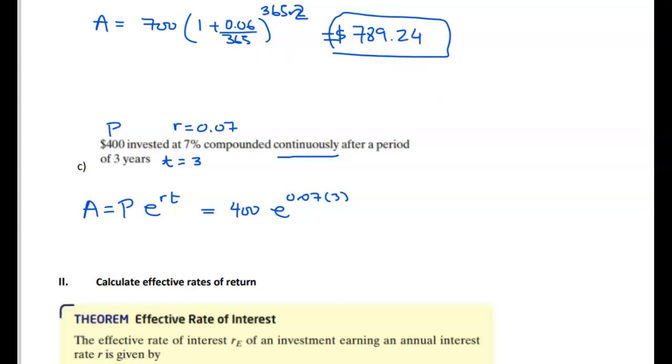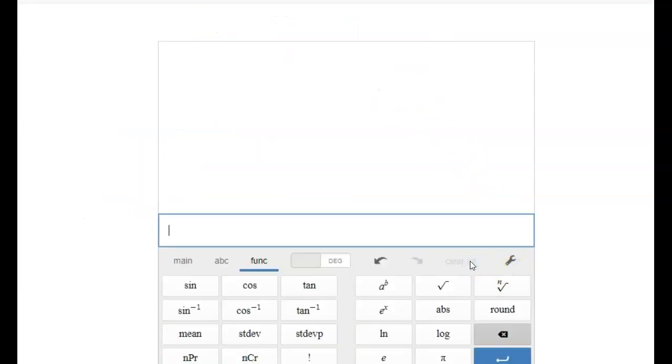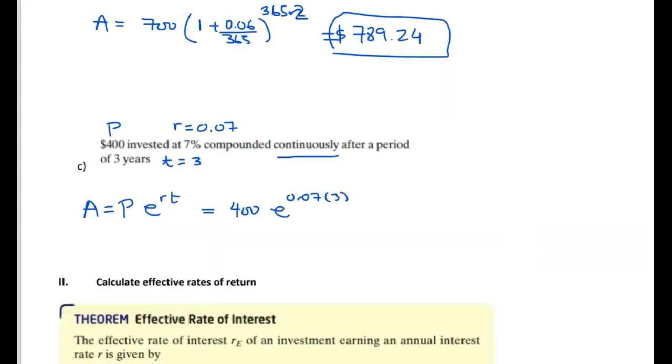Let's go to the calculator and plug that in. 400 e to the power parentheses 0.07 times 3. All right, 493.47. Okay, so continuous compounding is the one that gives you the most bang for your buck. All right, so the more often you compound the interest, the more it adds up at the end.